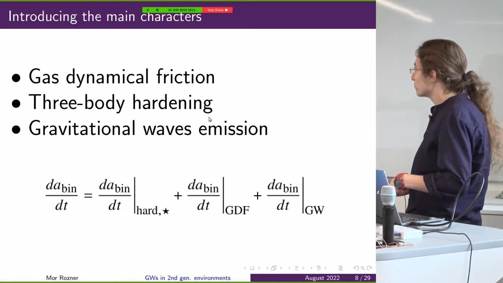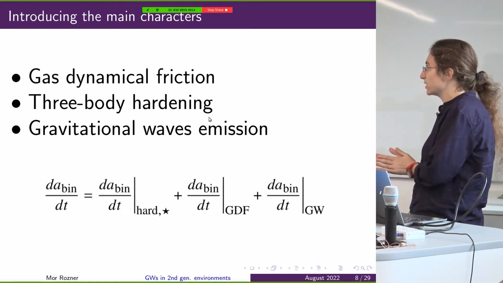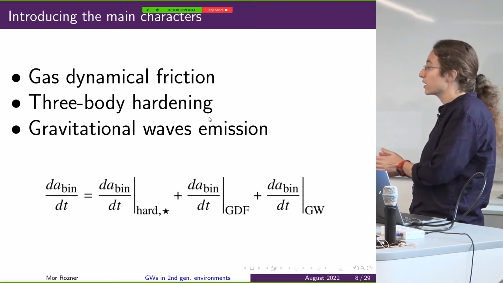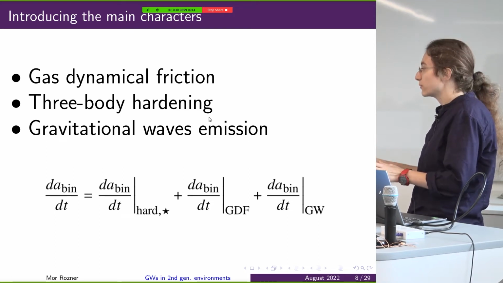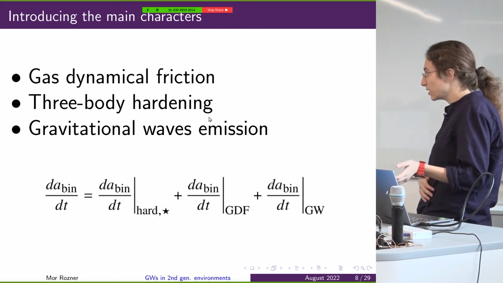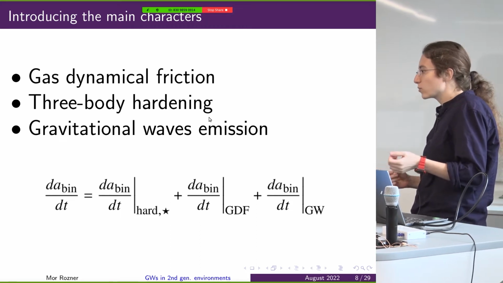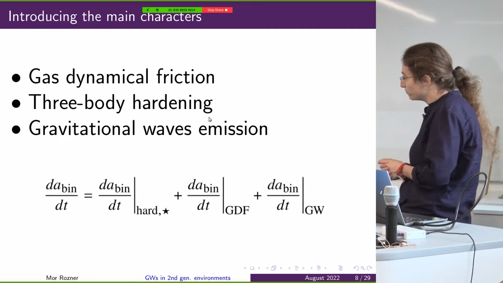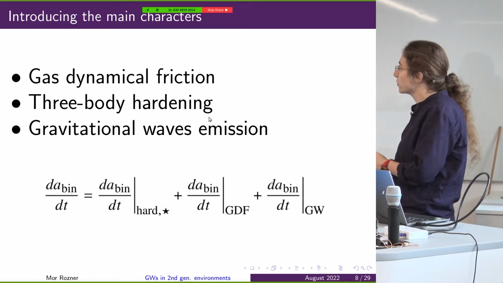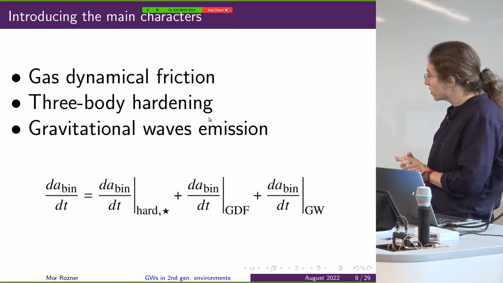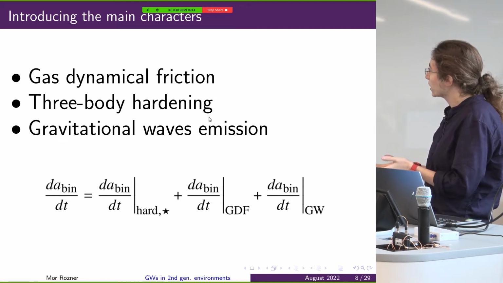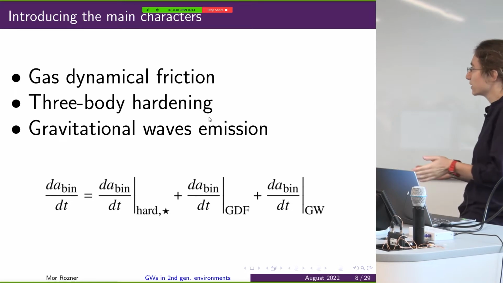Okay, so now the introduction is over, and it's time to introduce our main characters in this study. So practically, we have gas dynamical friction, we have three-body hardening, and gravitational waves emission. So what you should keep in mind for the next minutes is that you have a binary embedded in a large area of gas, and you should ask yourself what will happen to the binary, since it's embedded in gas.